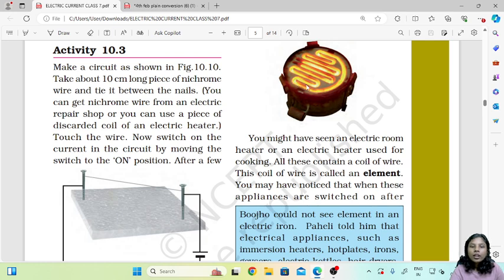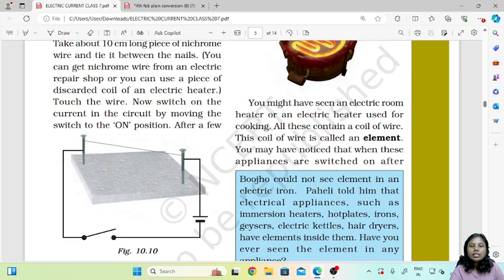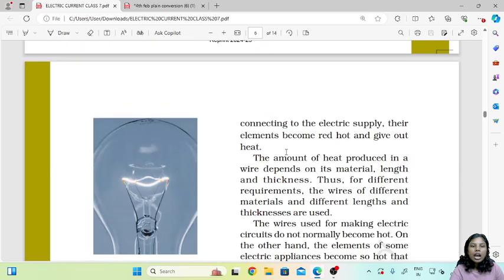So now these are coils of wires. These are all wires only. They are brought together to make these coils, and this is known as an element. You may have noticed that when these appliances are switched on, after connecting to the electric supply, their element becomes red hot and gives out heat.